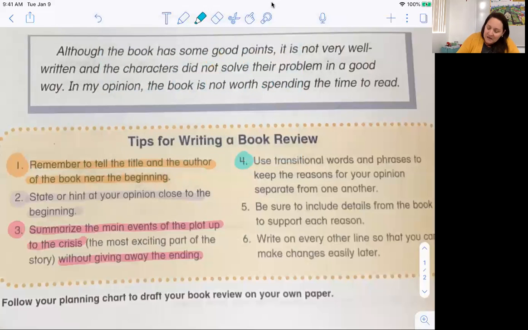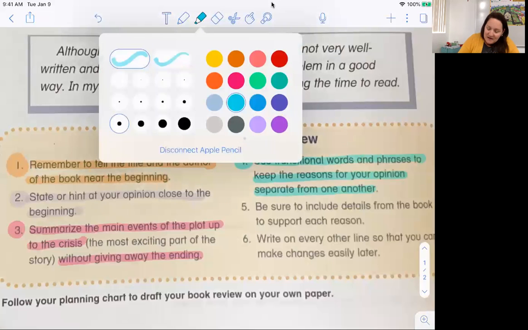Number 4, use transitional words and phrases to keep the reasons for your opinion separate from one another. Those transitional words, the reason why, or then, or next, or second, about what's happening in the book, okay?